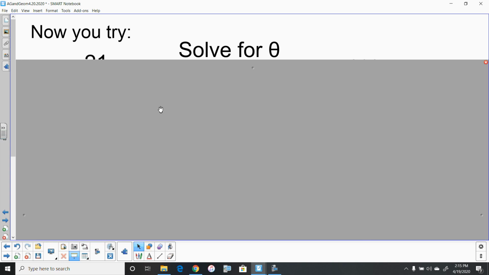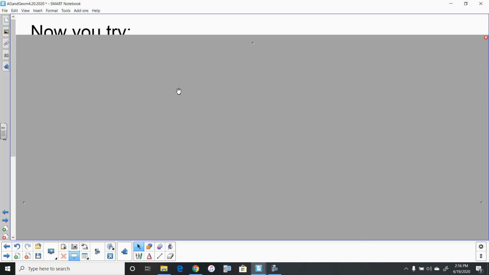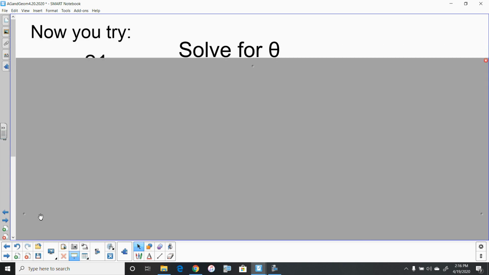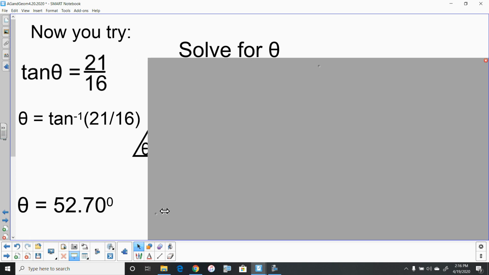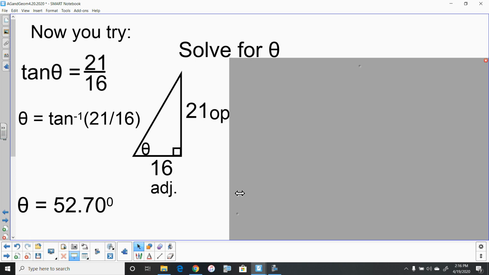Got a problem over here on the left. Okay, I've got 21 as the opposite side, 16 as the adjacent side. So opposite and adjacent is tan. That means I'm going to do second tan, or tan inverse, of 21 over 16, and we get 50.70 degrees.